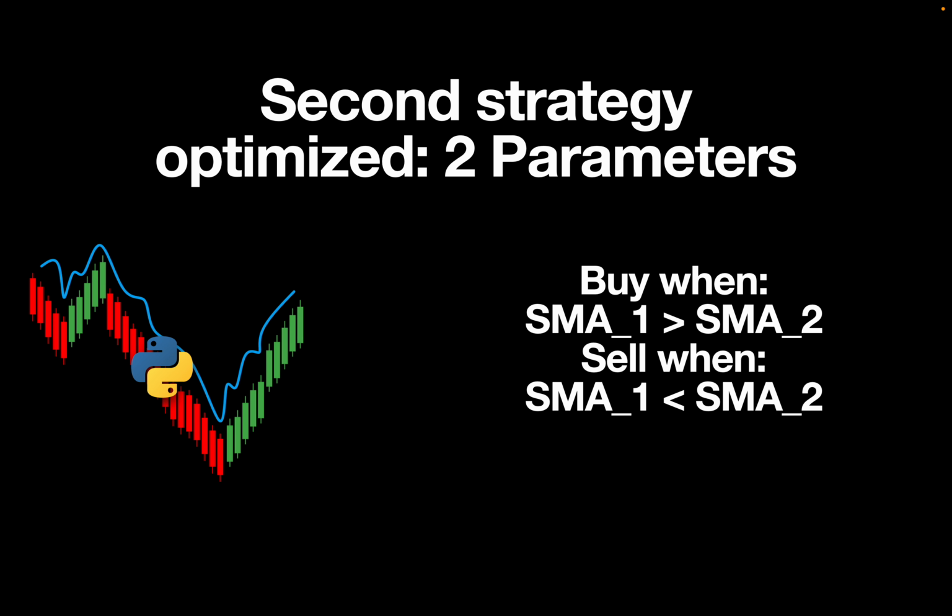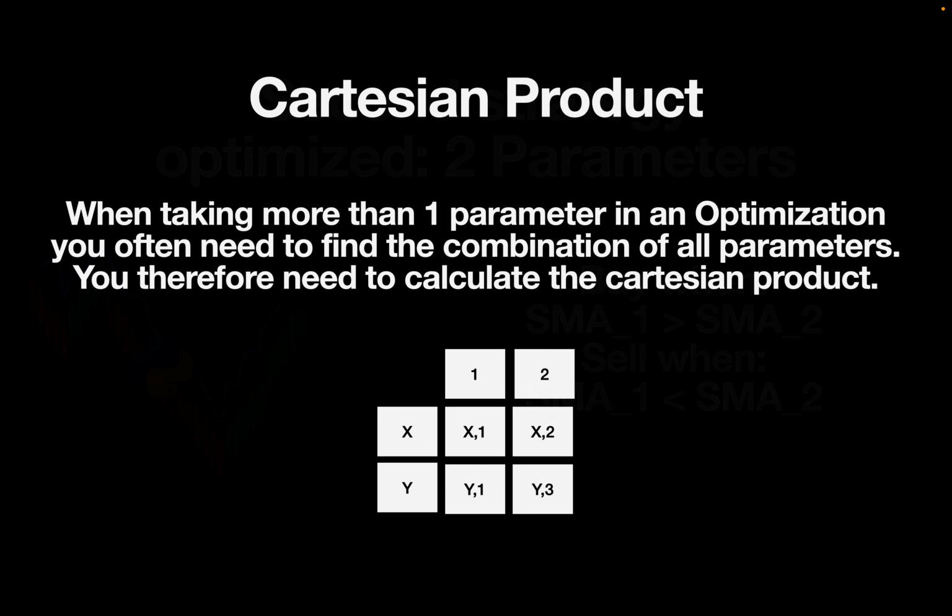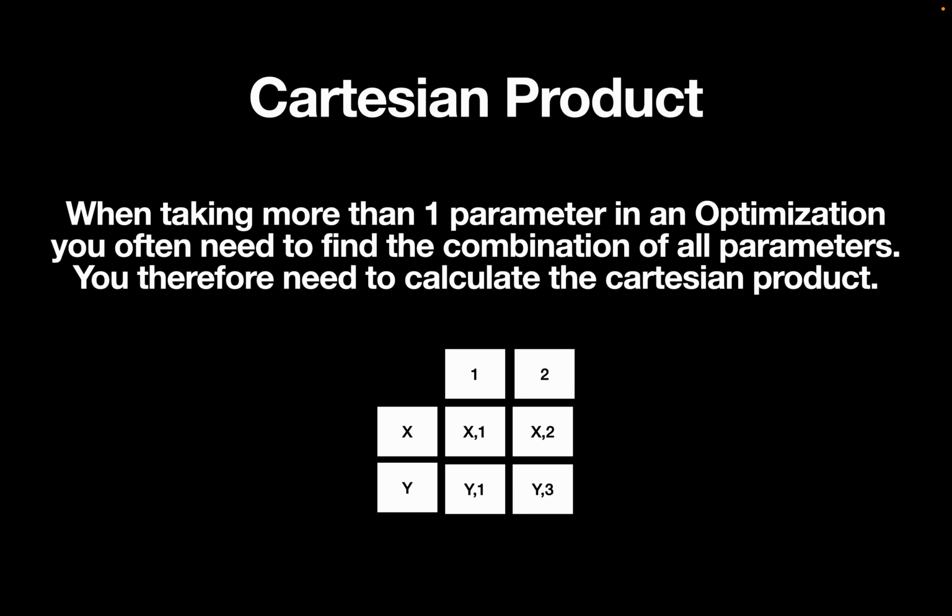Before we get into the code, I want to share one important concept you need to understand conceptually, which is the Cartesian product. The Cartesian product is important when you need to find the combination of all parameters in an optimization. Take this table here as an example. You have x and y and 1 and 2. And the Cartesian product now is simply all combinations of those. So in this case, 4 combinations. If you have 3 each, it would be 9 combinations and so on. You will see that this scales pretty fast when taking an array of SMA values in the video.